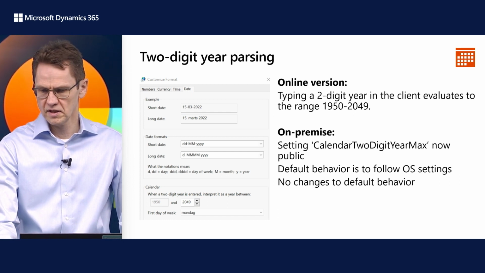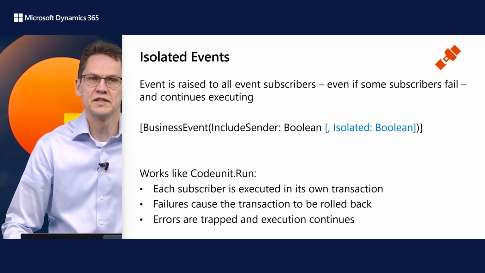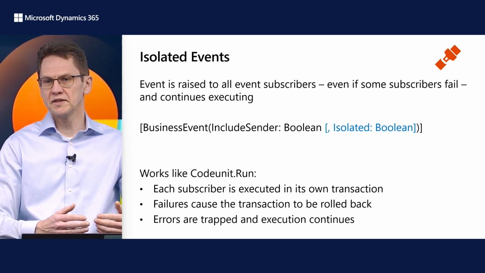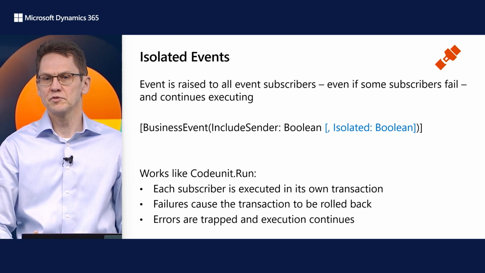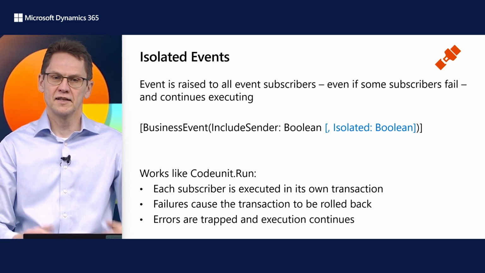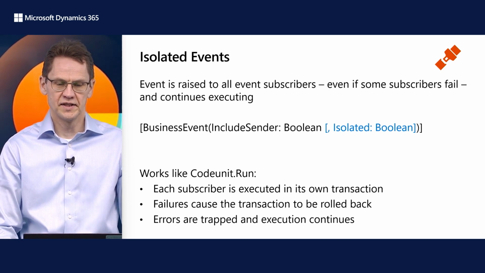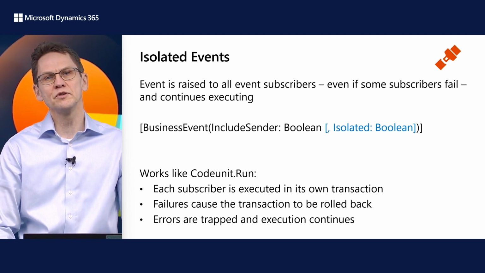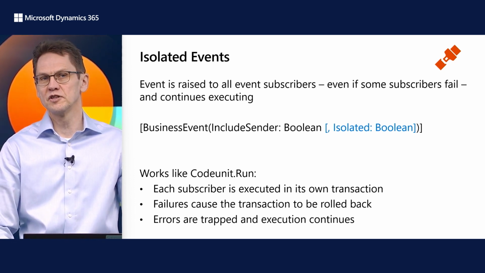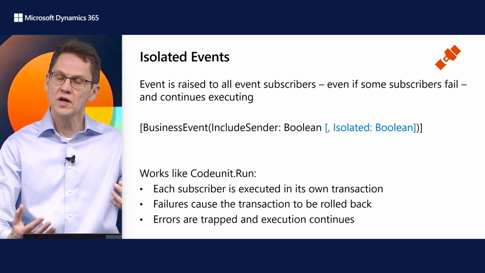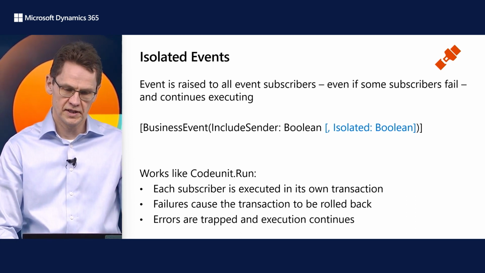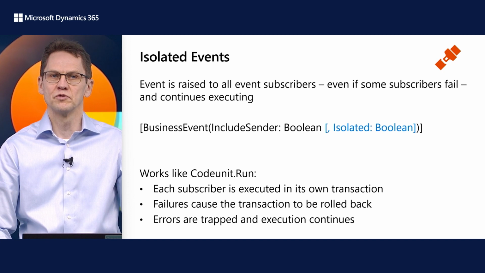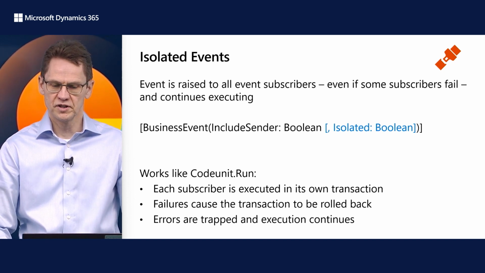A more complex concept we have added in this release is isolated events. Normally we would raise the events, but if an event subscriber caused an error, then the AL execution would stop. Isolated events will raise the event to all event subscribers, even if some of them fail, and it'll continue executing. So it works just like Codeunit.Run. Each subscriber is executed in its own transaction. Failures cause the transaction to be rolled back, and we trap the error and continue execution.